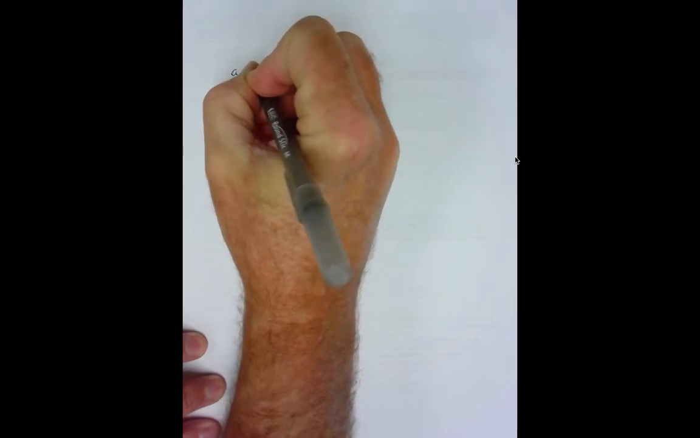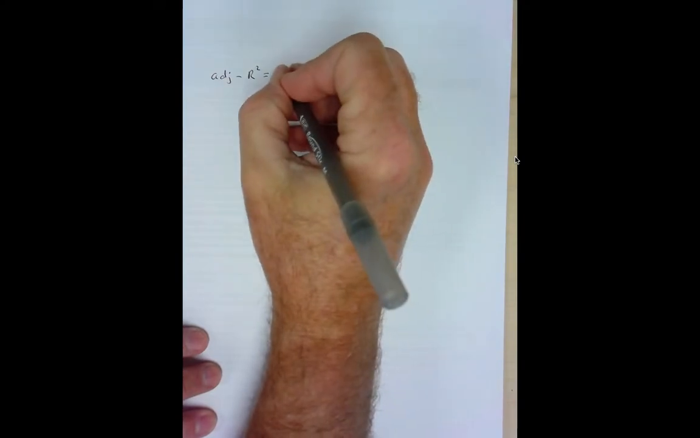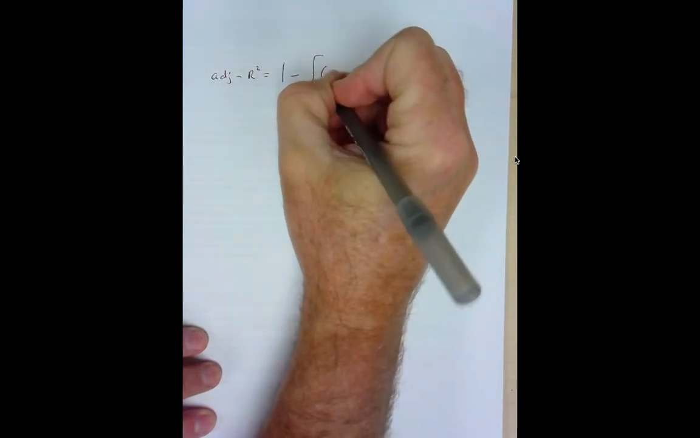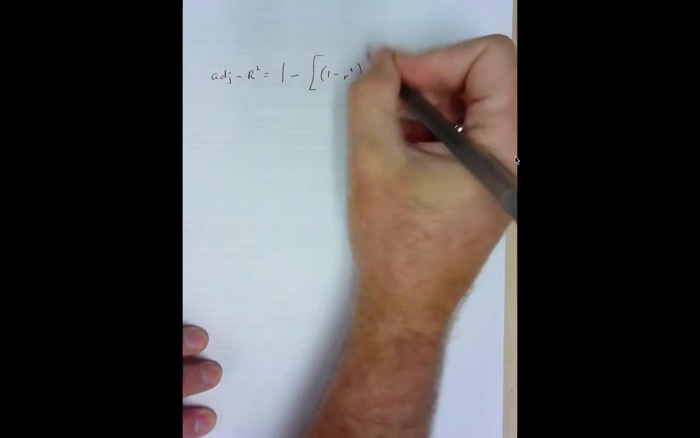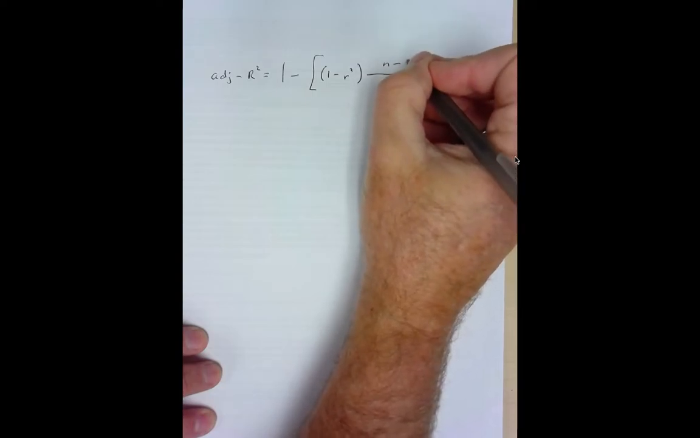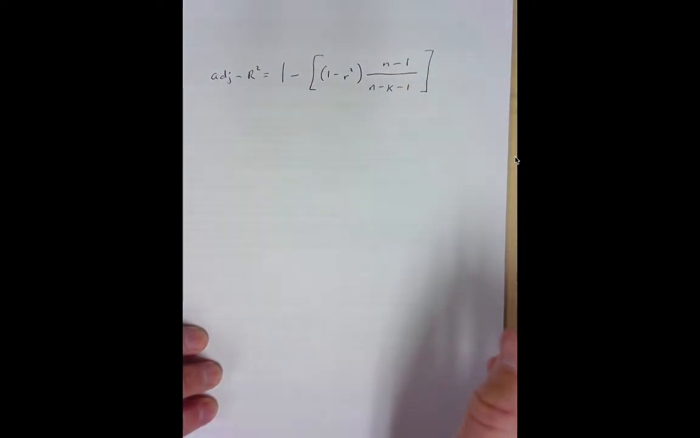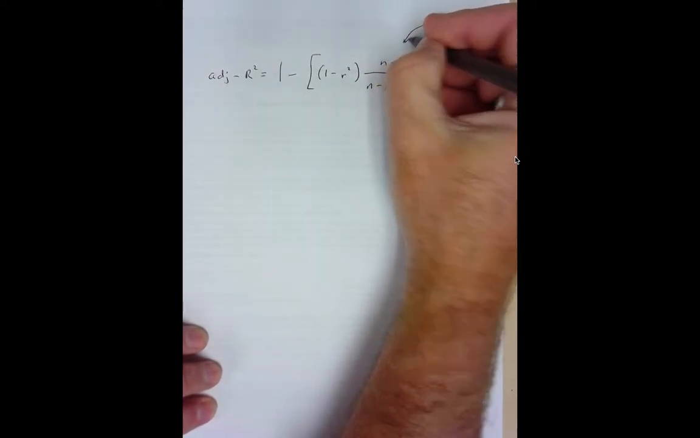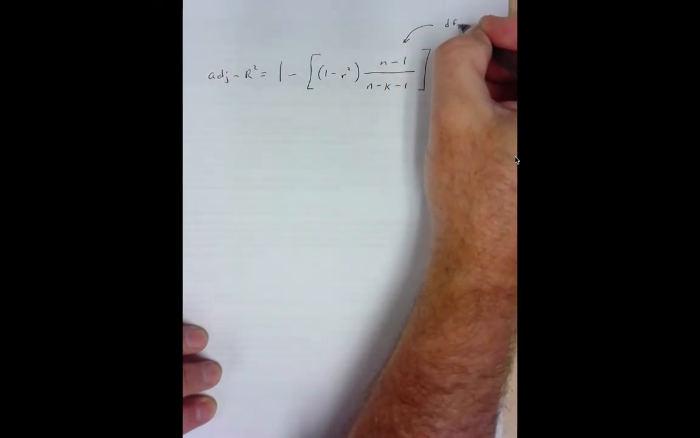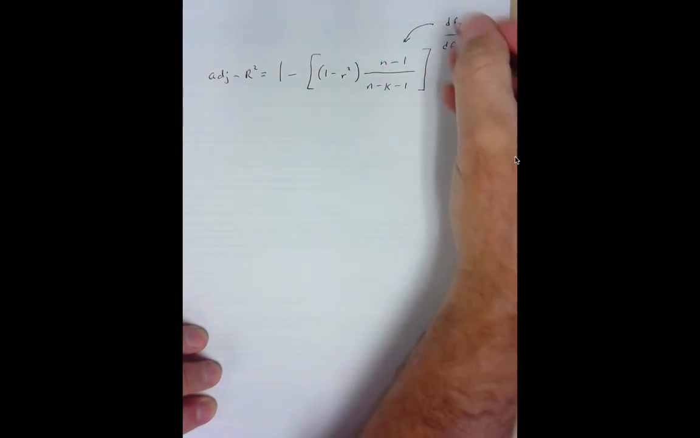If I can remember it, the adjusted r squared formula is 1 minus a bunch of stuff. So it's 1 minus r squared over n minus 1, I do believe, minus n minus k minus 1. Now, this n minus 1 is really just the degrees of freedom for the total, and this n minus k minus 1 is just the degrees of freedom for the error.